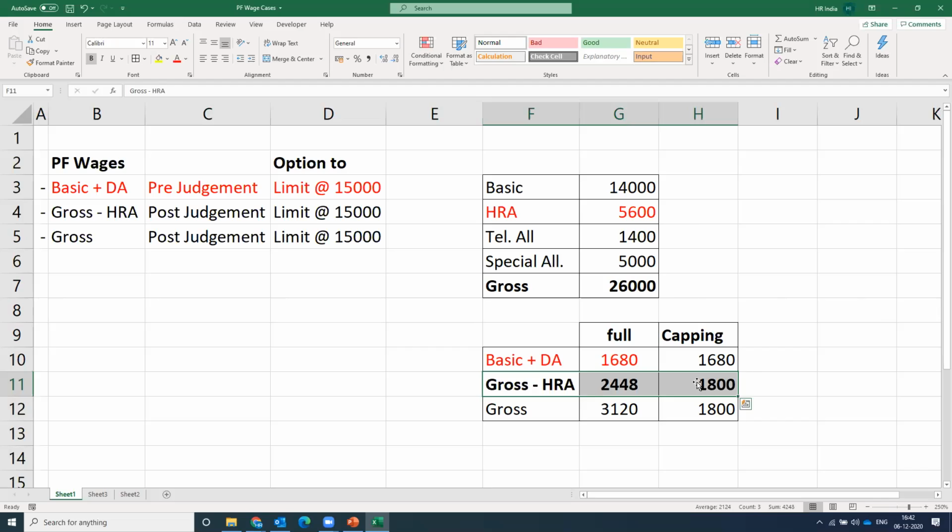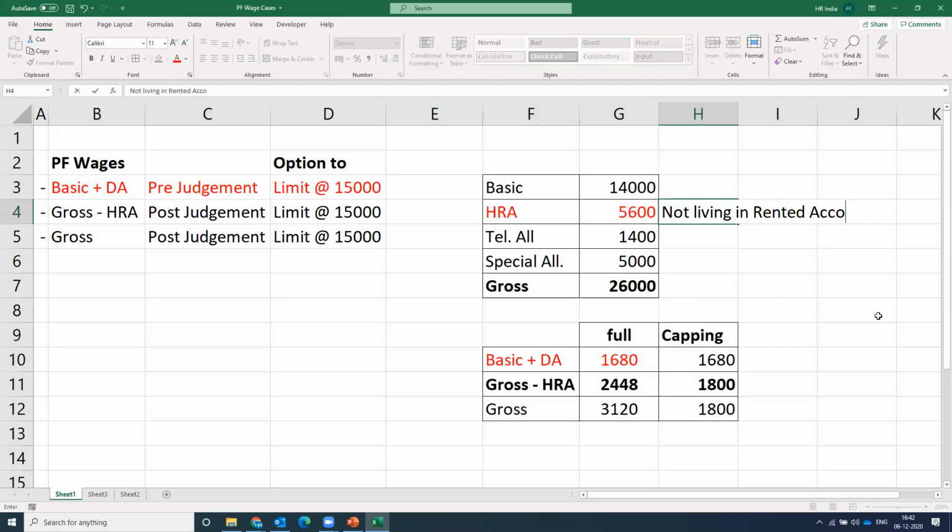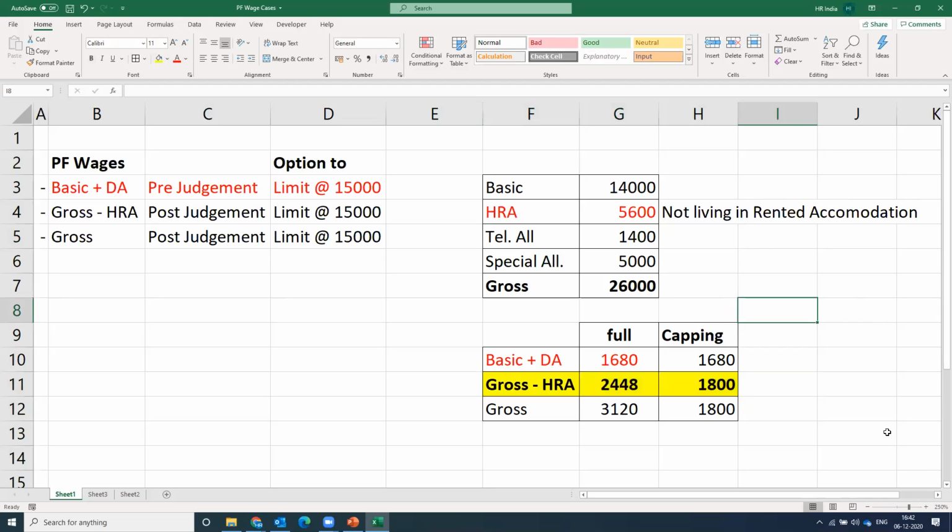Now, in this case, if we are excluding this HRA from the PF wage, is it correct? If this person is not living in rented accommodation, in that situation, if we consider this as a PF contribution, is it correct? Is there anyone who would like to answer? I think no, sir. No, right? Why? Because he's not living in a rented accommodation.